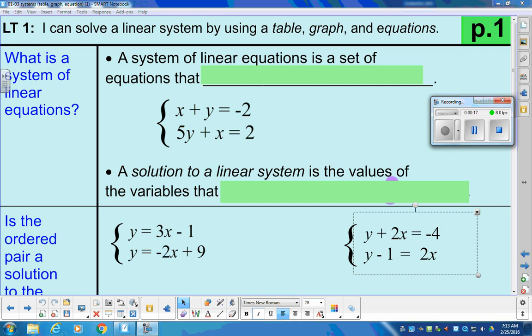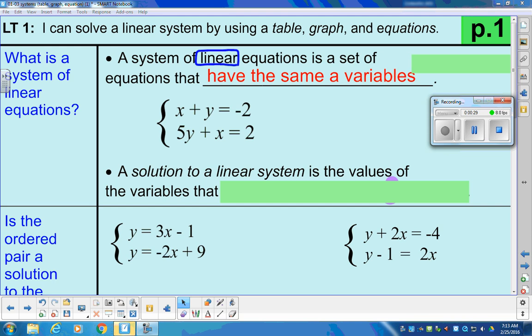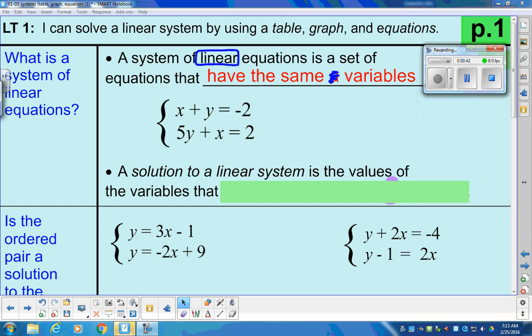So what is a system of linear equations? Remember, the word linear means lines. We have this word here, and you can see the word line is within that. So basically they're straight line equations. It's a set of equations that have the same variables. So in these equations down here, you can see that the variables are x and y, two different equations.